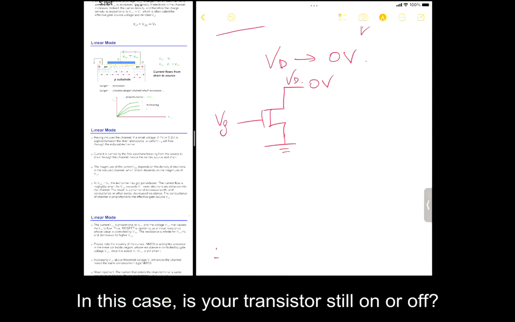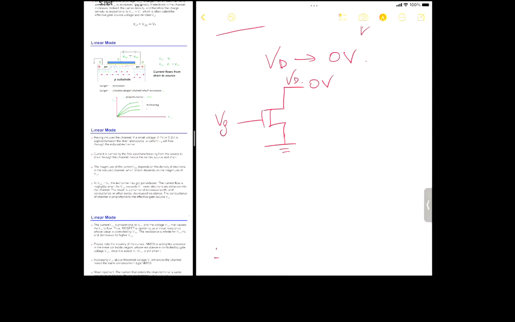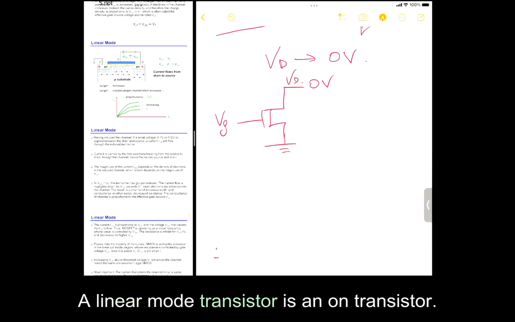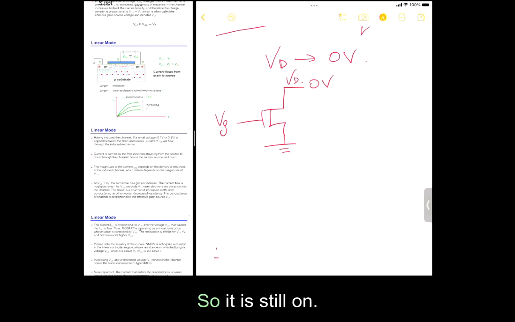In this case, is your transistor still on or off? On, off? Okay, I need some hands. Who thinks it's on? Show me your hands. Who thinks it's off? It's a bit confusing. Why confusing? A linear mode transistor is an on transistor. So it is still on.